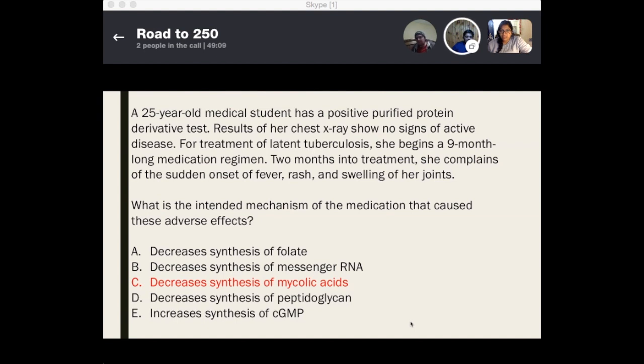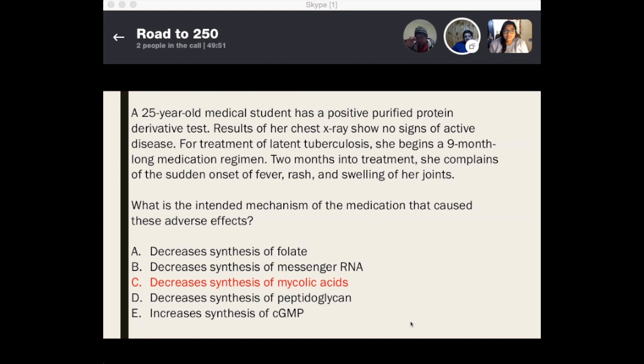Usually for the 9-month treatment of latent tuberculosis, it is isoniazid by itself. But you can do combined drug regimens. That'll be for a shorter amount of time, not necessarily the 9 months, but yeah. And the possible adverse effect of taking isoniazid is drug-induced lupus, which is kind of like what you see with the fever and the rash and the swelling of the joints, etc., etc.